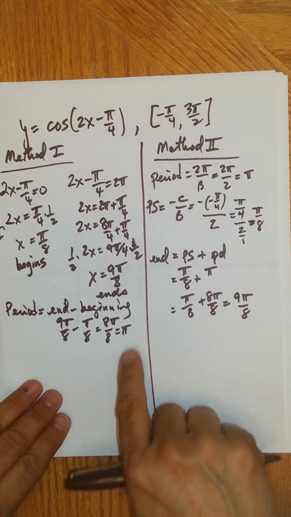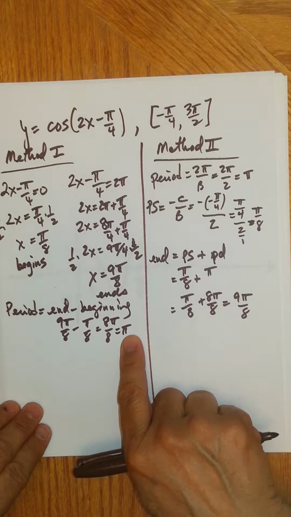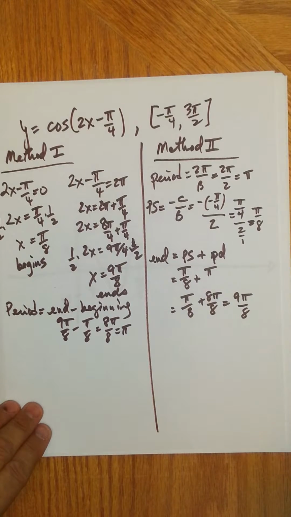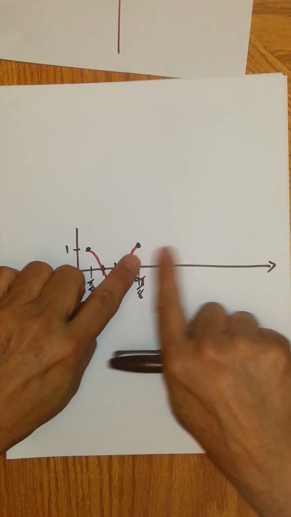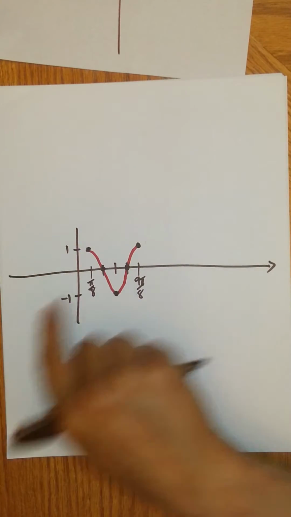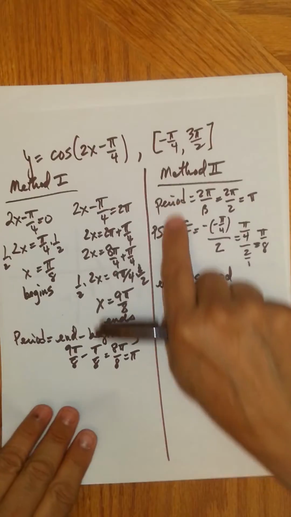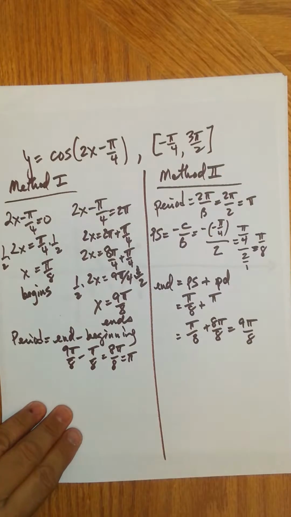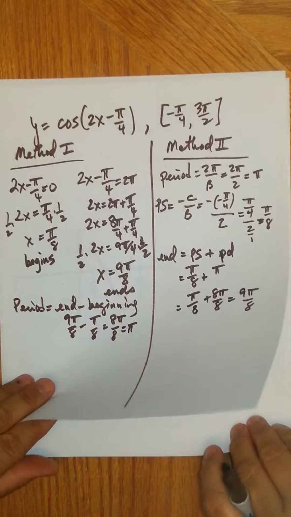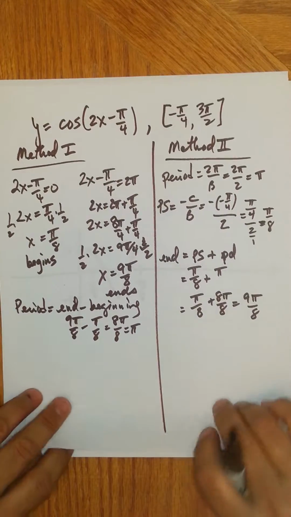Well, I know that the period is pi, and that means in that distance I'll see one cycle or one wave. So if I just keep adding pi and subtracting pi until I cover this interval, I'm fine. So now let's see a little bit about that interval.